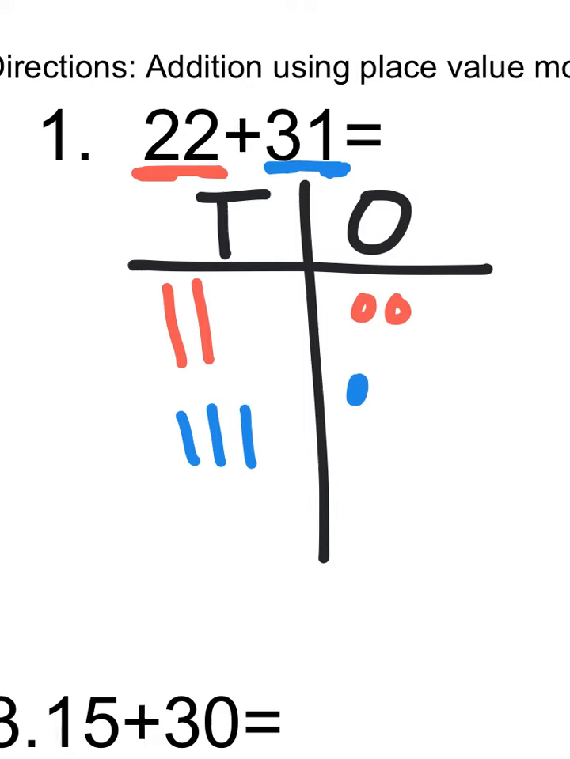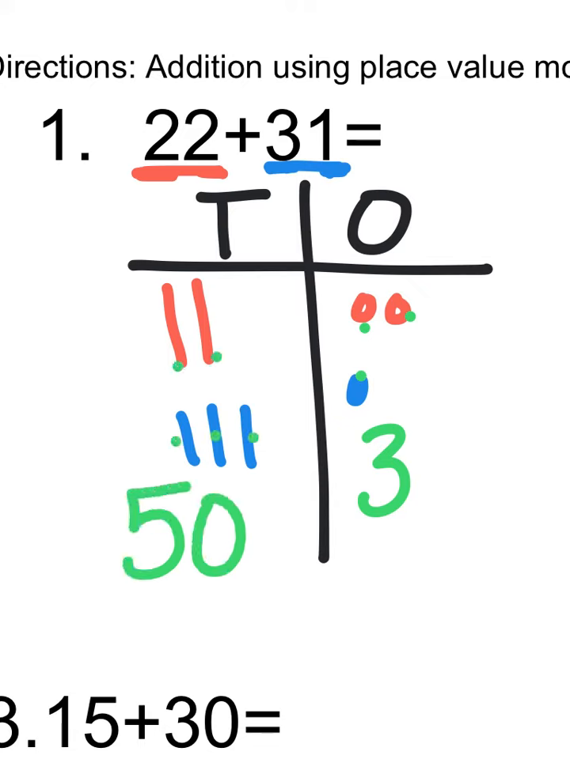Now we're going to add our ones first. Always add the ones first. So 1, 2, 3, 3 ones. And we're going to add our tens place, and we're going to count by tens. 10, 20, 30, 40, 50. So we have 50 plus 3 equals 53. So 22 plus 31 equals 53.